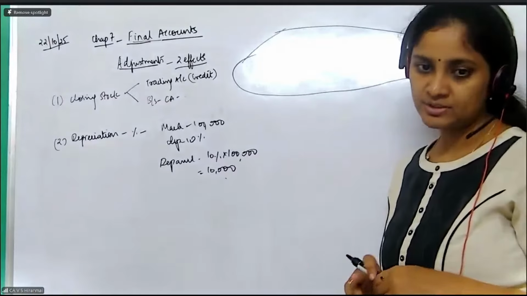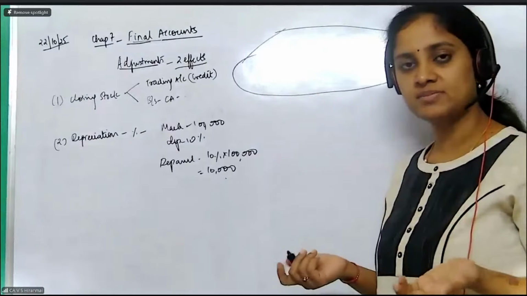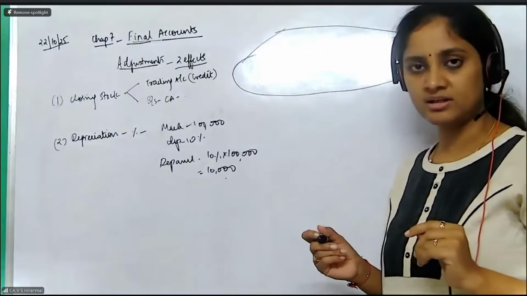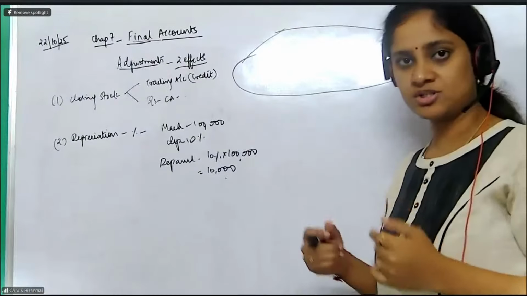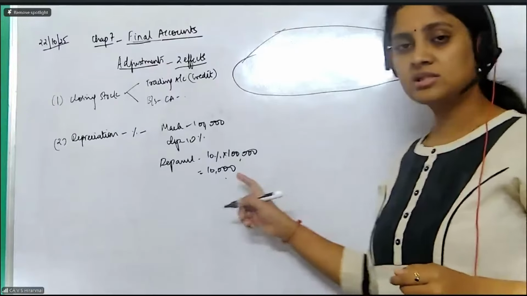10,000. Closing stock and closing inventory are both the same. Stock को हम inventory बोलते हैं. It is a much posh term. Okay, so this is the depreciation.